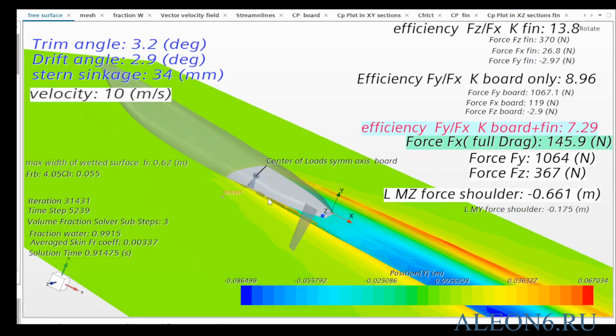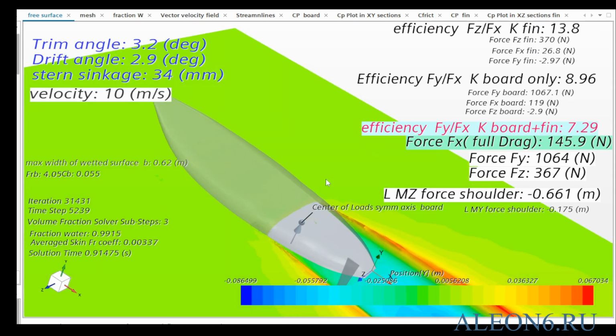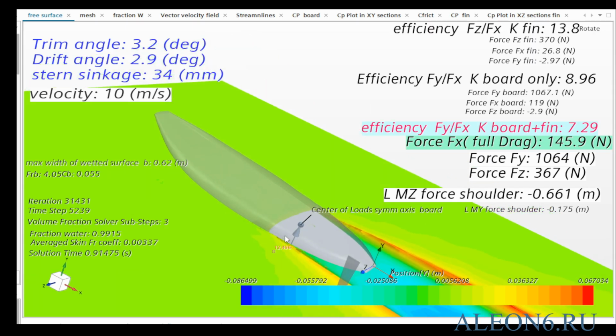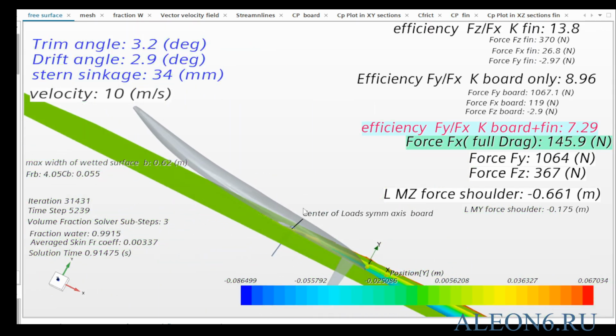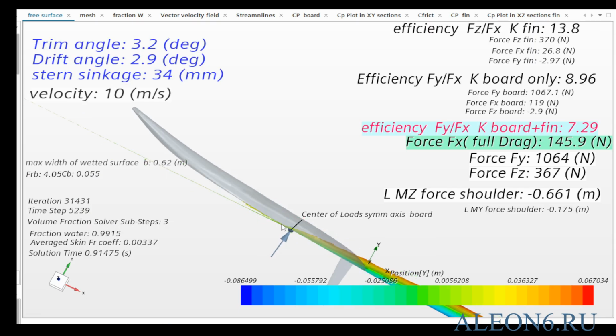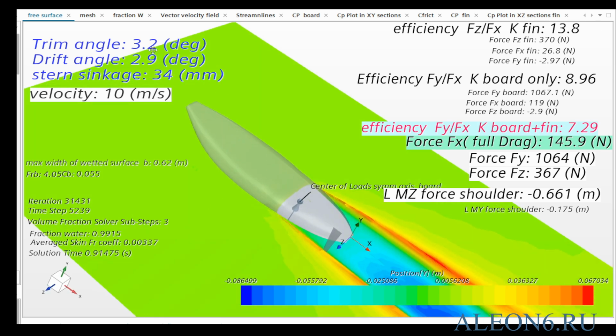As a prototype, a board 235 centimeters long and 73 centimeters wide was roughly prepared in the CAD subsystem. It was specified that the rocker section up to 80 centimeters would be completely flat. Then there's a rise toward the nose up to 23 centimeters. The dead rise is taken equal to 0.